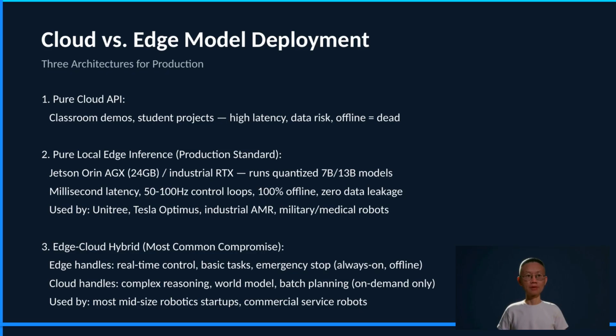Cloud versus Edge model deployment: Pure Cloud for prototyping, Pure Edge for production robots, and Edge-Cloud hybrid as the pragmatic compromise for most commercial teams.